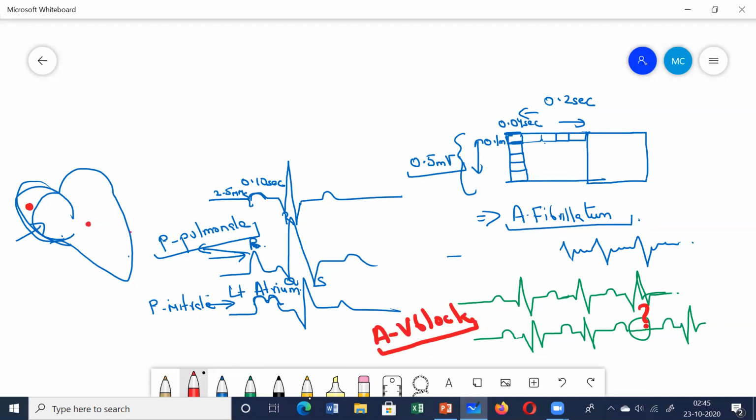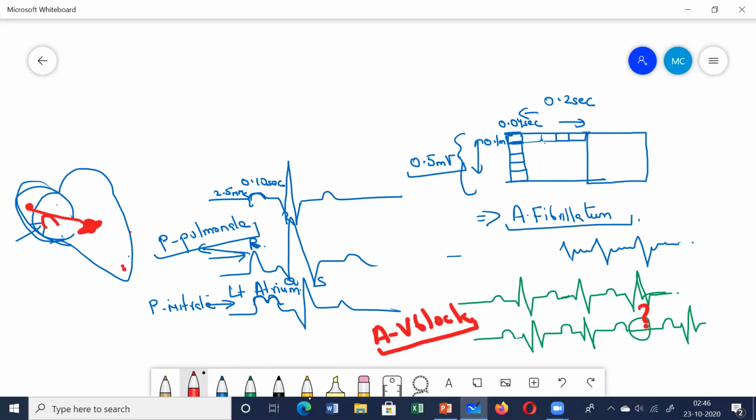Okay. So therefore, what happens is that there is the atrial contraction, but it is not followed by a ventricular depolarization. Because of this AV node, there is a block between the atria and the ventricles. Therefore, the impulse is not able to conduct from the atria to the ventricles. Therefore, you will find a missing QRS. You will find a P wave, but there is no QRS here.